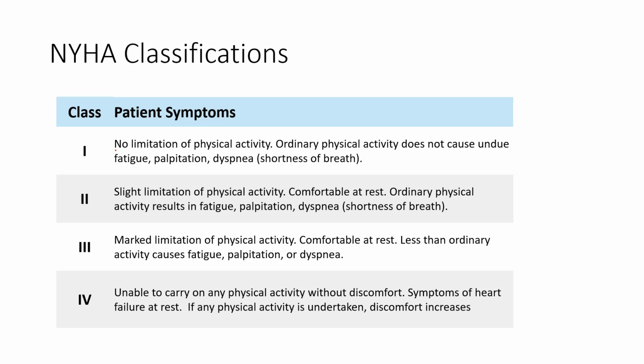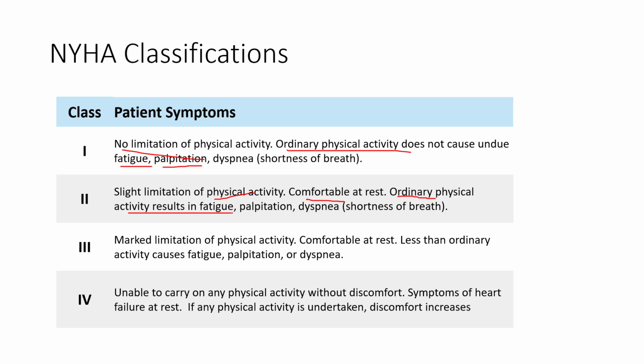Class 1 is they have heart failure, but they don't have any limitations in physical activity. Ordinary activity does not cause undue fatigue, palpitations, or shortness of breath. So they can do most things without really many issues. And then there's class 2, where we see a slight limitation in activity. They're still comfortable at rest, no symptoms at rest. Ordinary activity does result in symptoms, so we start seeing some limitations from ordinary activity.